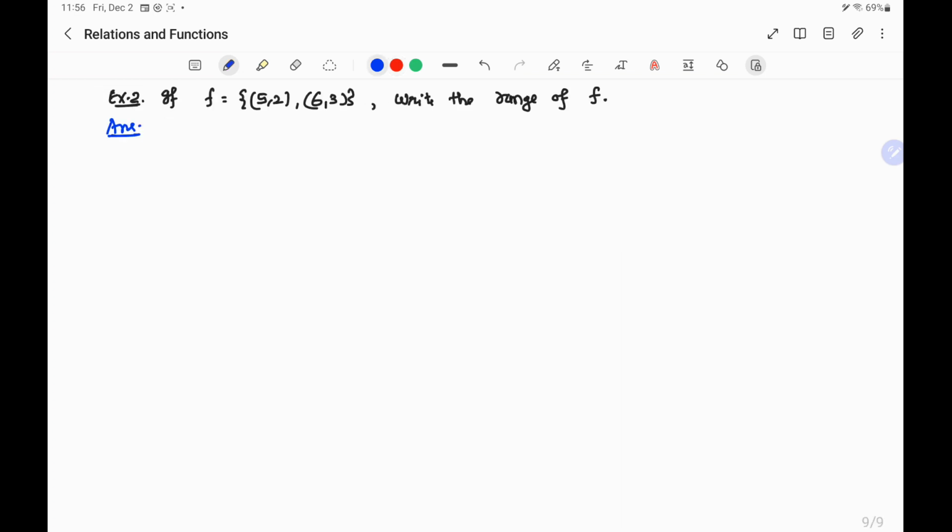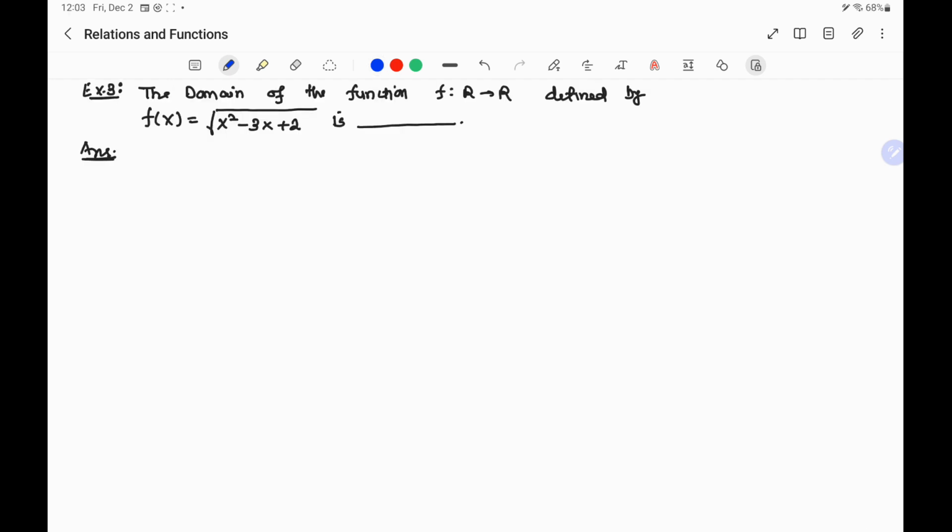Second question is, if f has the two ordered pairs as its elements, they are (5, 2) and (6, 3). Write the range of the function. Here we know that range is the set of the y elements, that is the second elements or the images. So we can say that range is the set of images that are 2 and 3.